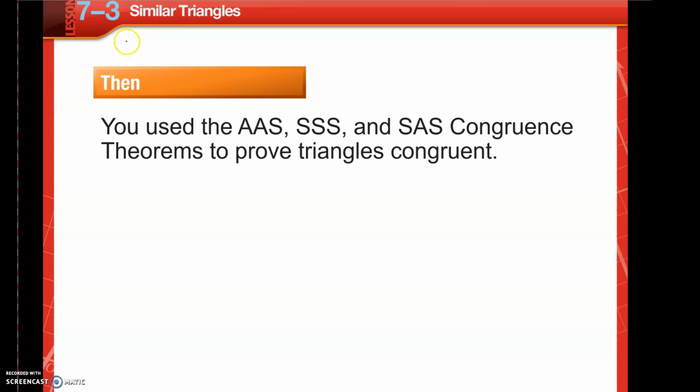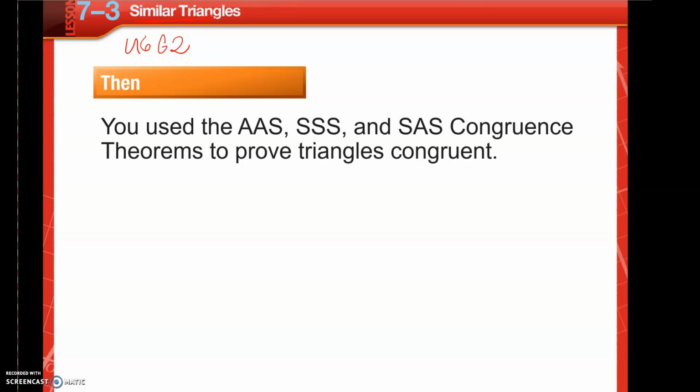Alright, so today we're going to go over Unit 6, Goal 2, and we're talking about similar triangles. So yesterday we talked about similar polygons, and we learned that in order for them to be similar, all the angles have to be equal, and the sides have to be proportional.